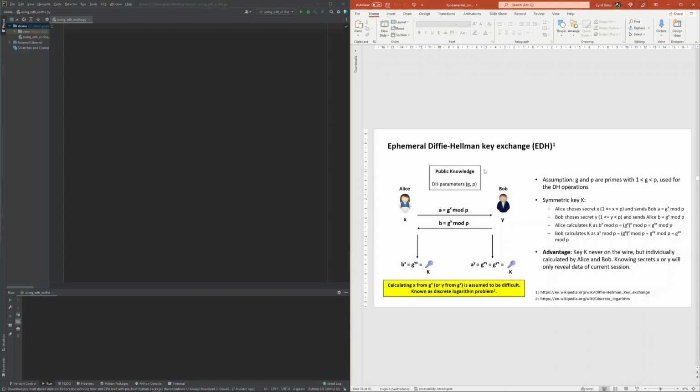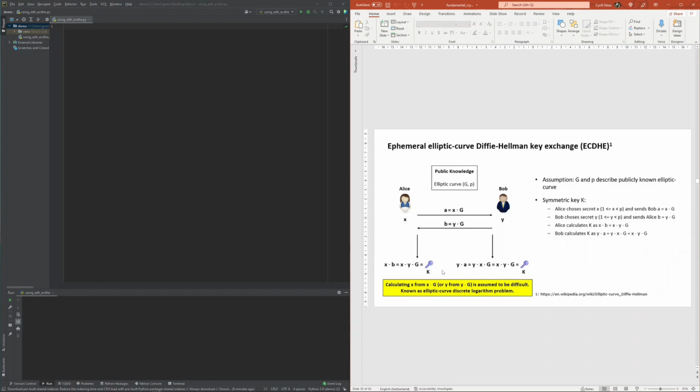Then both Alice and Bob each create a secret, X for Alice and Y for Bob. Then the half keys are calculated as indicated here on the slides and exchanged. Having exchanged these half keys, both Alice and Bob can then calculate the shared key, which they can later use for the symmetric encryption of data.